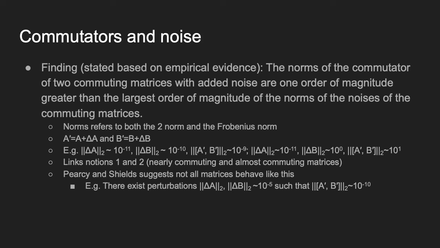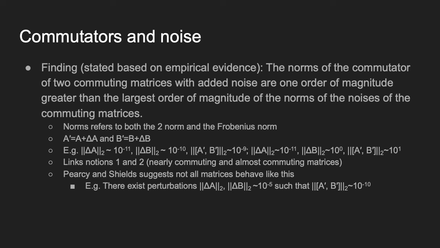Using random to generate noise matrices and running several trials on MATLAB led to this finding. The norms of the commutator of two commuting matrices with noise added are one order of magnitude greater than the largest order of magnitude of the norms of the noises of the commuting matrices. What does all this mean?